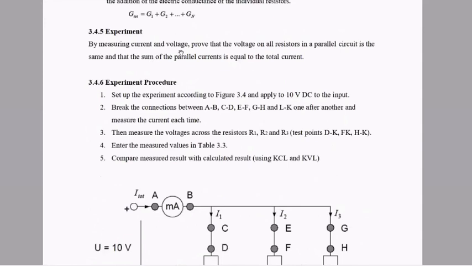By measuring current and voltage, prove that the voltage on all resistors in a parallel circuit is the same and that the sum of the partial currents is equal to the total current. Okay.